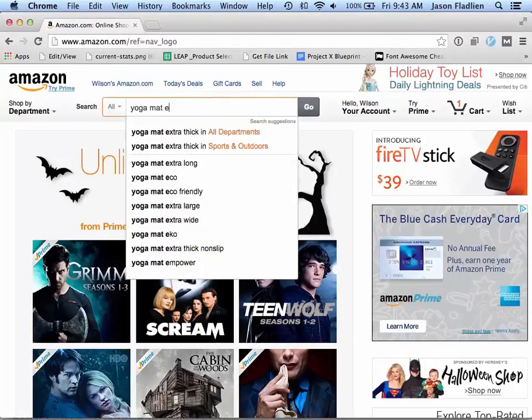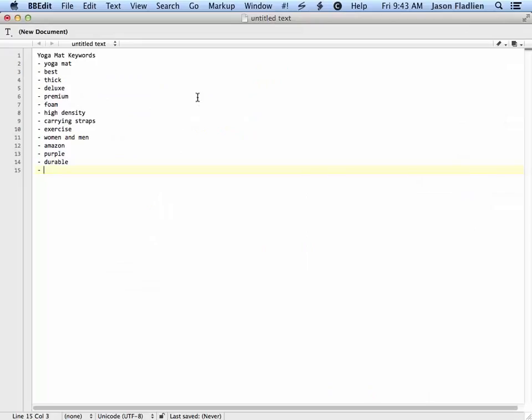And on and on and on. You get the idea, right? So I'd literally go E, F, G, H, I, J, K, L, M, N, O, P, Q, R, S, all the way to Z, right? And when I'd be done, I'd have a massive list of keywords.